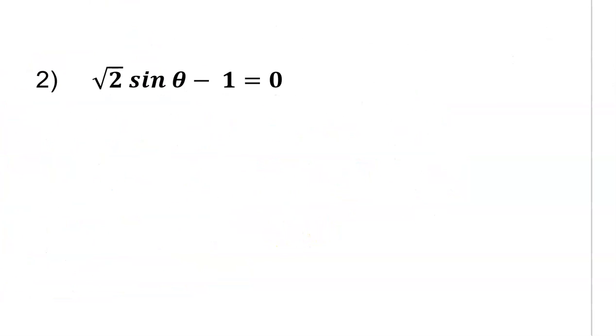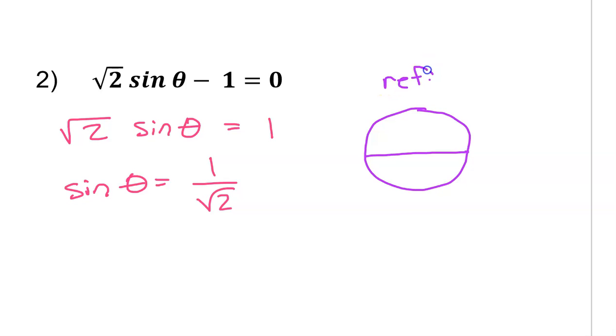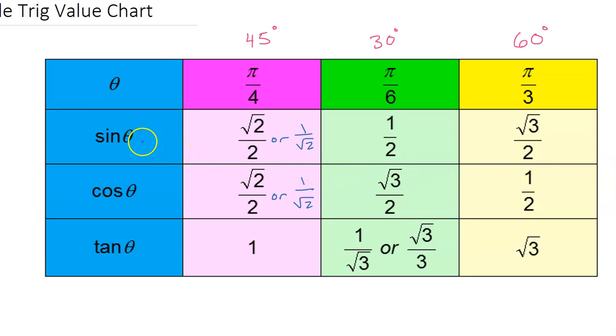Jumping over to problem number 2. Let's start by getting sine theta by itself. Adding 1 to both sides, we have radical 2 sine theta is equal to 1. Dividing both sides by radical 2, we have sine theta is equal to 1 over radical 2. Again, we ask ourselves, what is the reference angle? Hopefully, you're thinking the reference angle is pi over 4. Where's that chart? The sine of pi over 4 is 1 over radical 2.